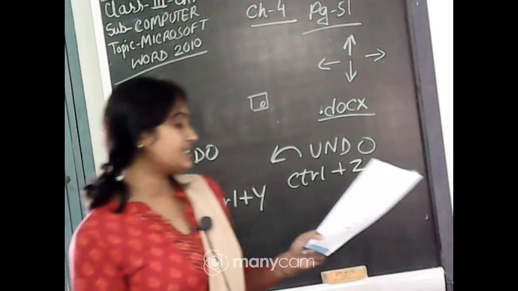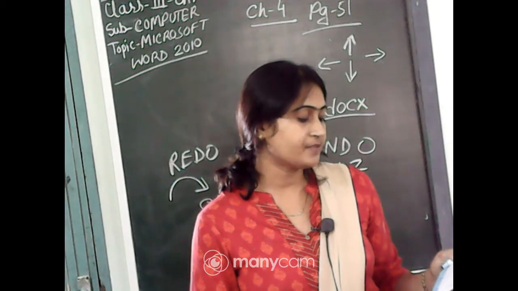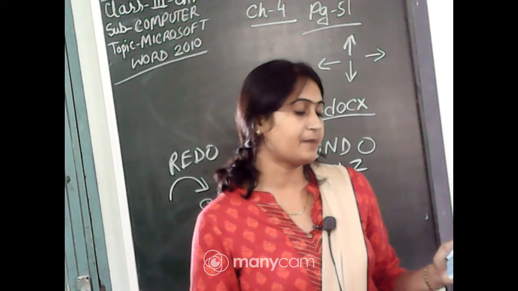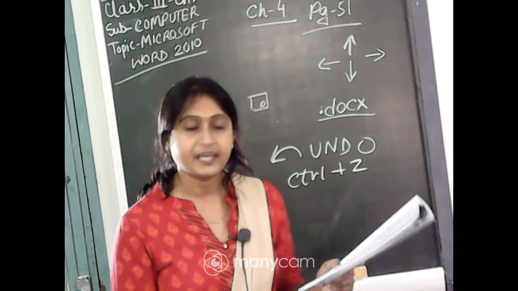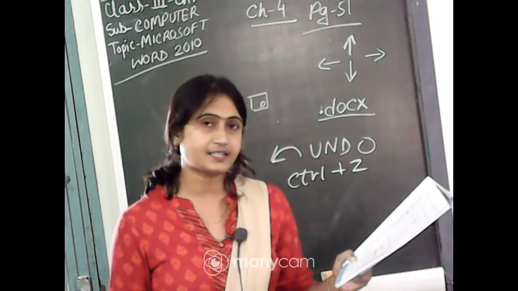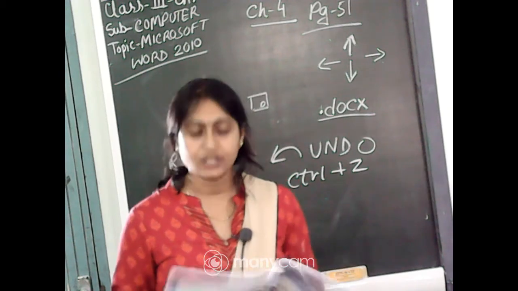Let us recall what we already discussed. You all know what an extension is. It is the 4 letters after the file name that define the type of file. This is the extension. And the cursor is a small blinking line that appears in the MS Word document.